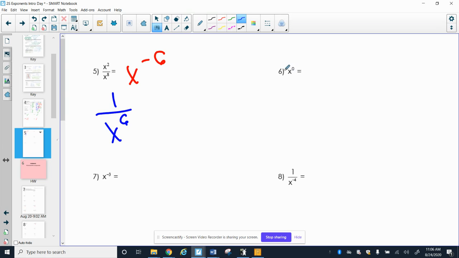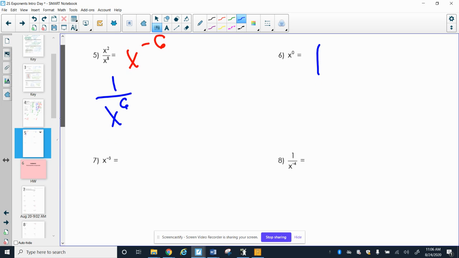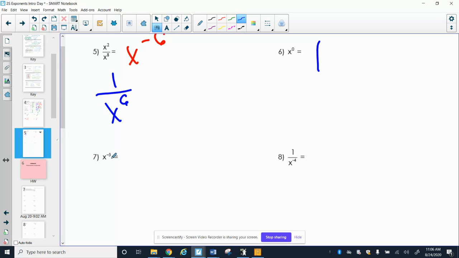Number 6, x to the 0 power. Well, remember our special rule, anything to the 0 power is 1. Number 7, x to the negative third power. Because remember, we would just rewrite that as a positive exponent. So 1 over x to the third. Versus number 8, 1 over x to the negative fourth. Well, now our negative exponent's in the denominator, so it's got to flip up to the top, to the numerator. So now that's going to come to the top, x to the positive fourth.